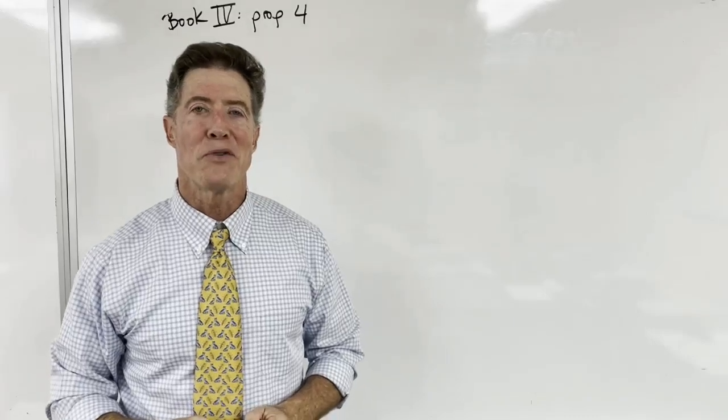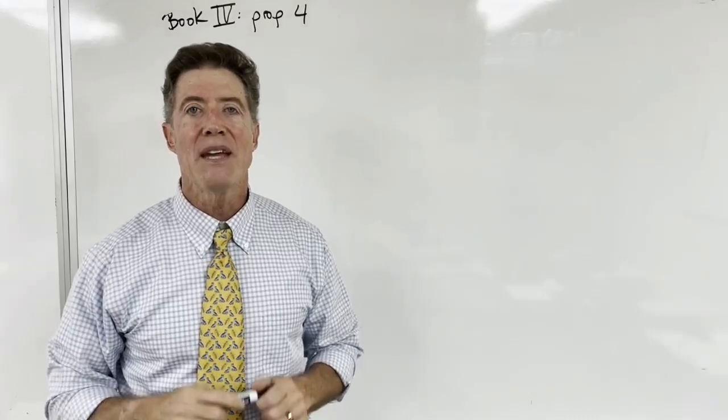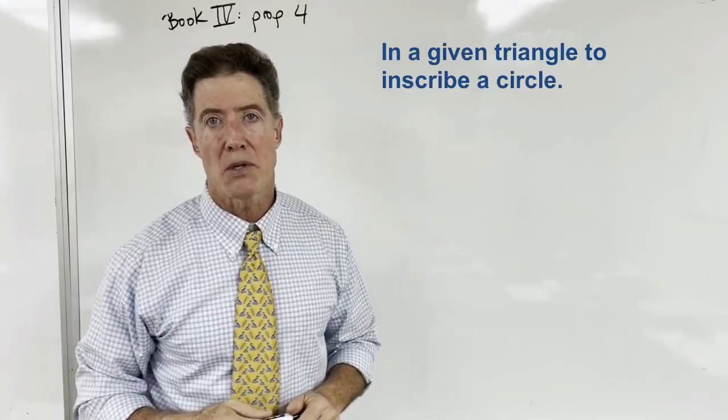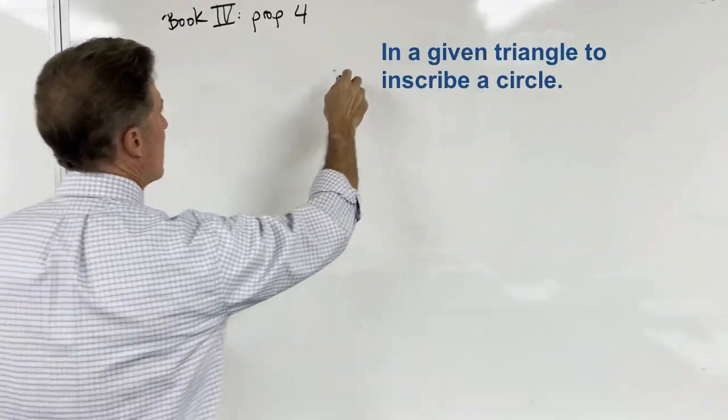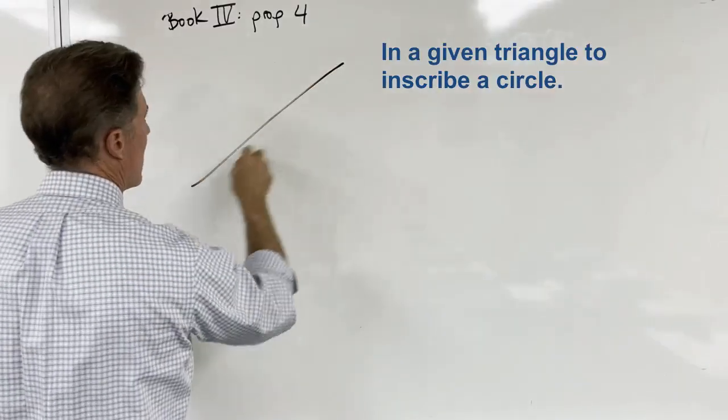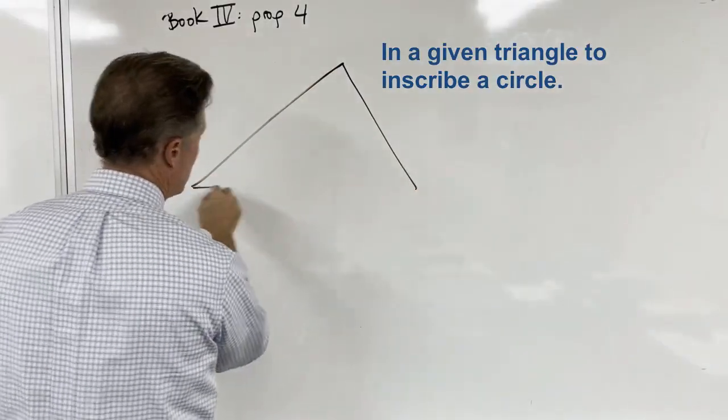Euclid's Elements, Book 4, Prop 4. In a given triangle, to inscribe a circle. So let's have a given triangle. Let's call it triangle ABC.